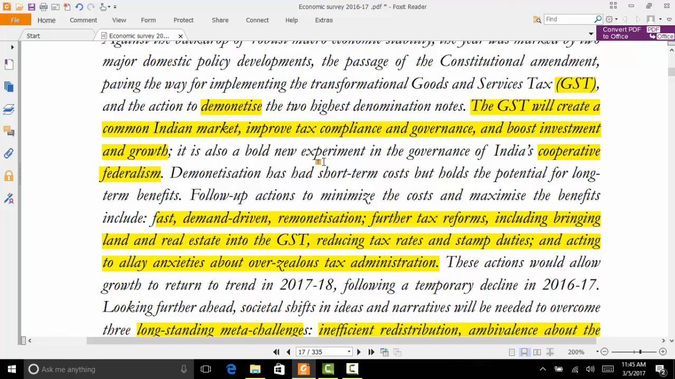So it tells about what GST will create. These are common points of the benefits of GST you can find anywhere: a common Indian market, improved tax compliance and governance, boost to investment and growth. Definitely, all these are benefits. Moreover, it also paves the way for India to move towards cooperative federalism. This is something you should remember. It gives you a different dimension of GST. How is cooperative federalism pursued by GST?